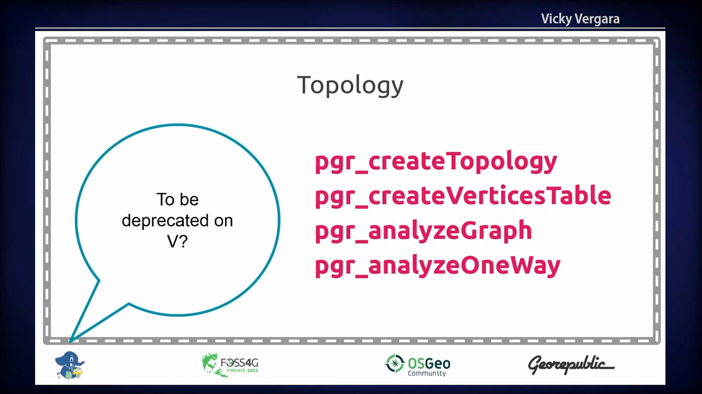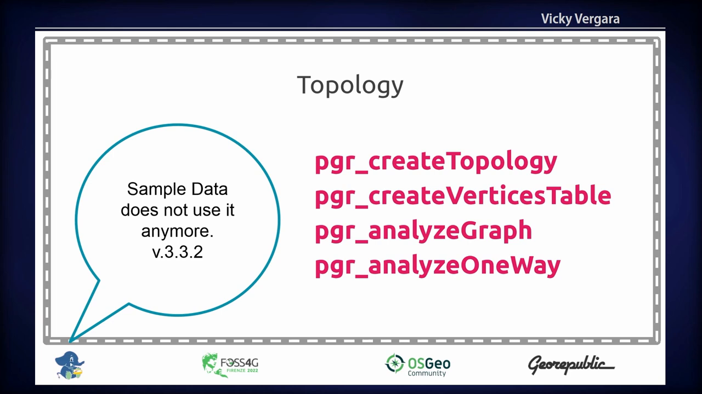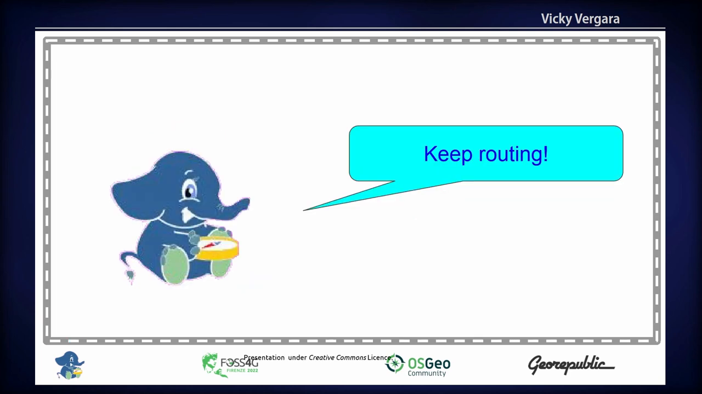So it will be nice for you to see the documentation, especially the pgRouting concepts, because I'm starting not to use create vertices table and create topology. They're not being used anymore in the documentation. They're mentioned there because they've been there still, but they will be removed on version 4, okay? So you can see those are going to be deprecated. The deprecation happens on version 3 point something, and the removal is on version 4. And remember, they will still be there for 2 more years. So you will have time to start reviewing whatever you're doing and keep on routing.